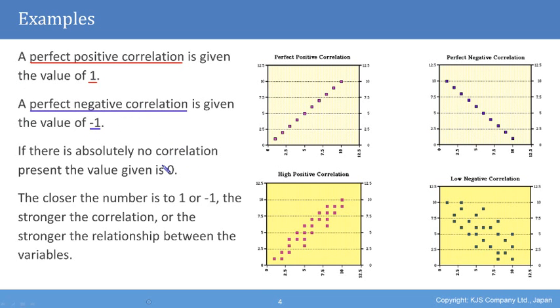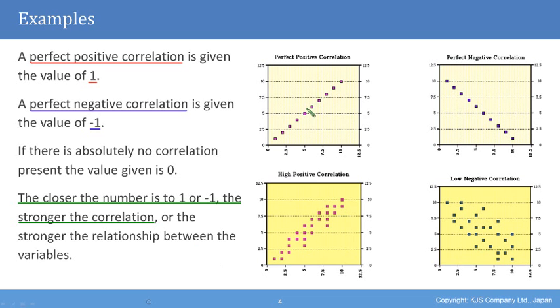If there is absolutely no correlation present, the value is given as 0. The closer the number is to 1 or -1, the stronger the correlation. In other words, the stronger the correlation, the stronger the relationship between the variables.